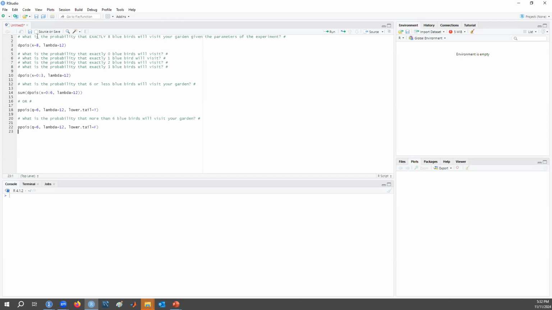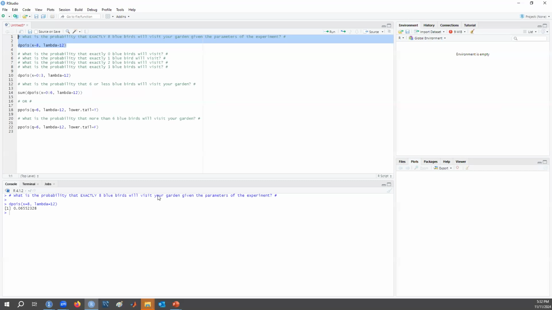So what is the probability that exactly 8 bluebirds will visit your garden given the parameters of the experiment? So exactly 8 bluebirds, x equals 8, lambda equals 12, because that's the number of bluebirds we expect to see every 8 hours that our webcam is set up and filming our garden. So this is our output here. It's 0.06552328.